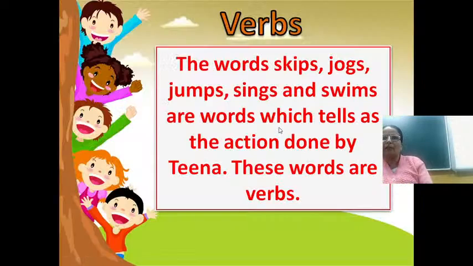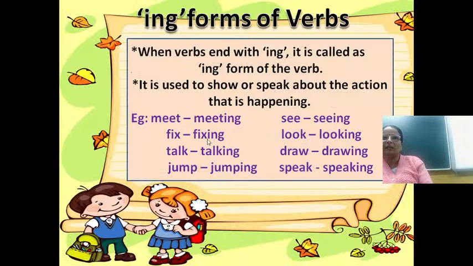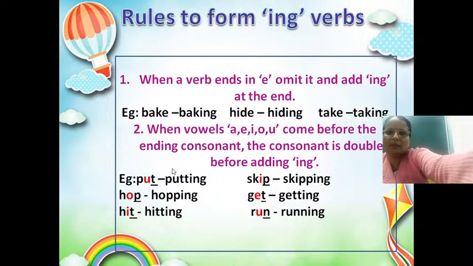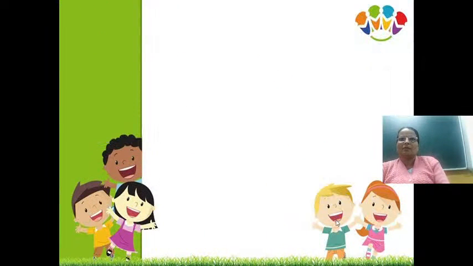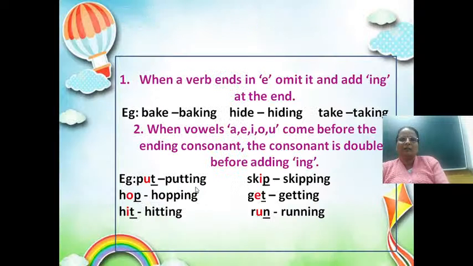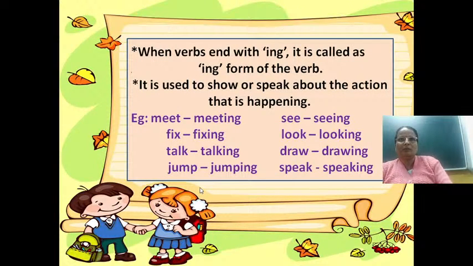So when we are discussing the rule, we should understand that the second last letter should be a vowel and the last letter should be a consonant. Then only the last letter will double. Otherwise the last letter is not going to double. Okay. So you have learned the particular rules. Before adding ing, what should you do?